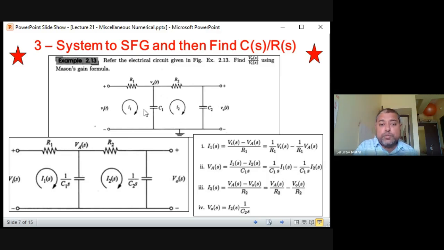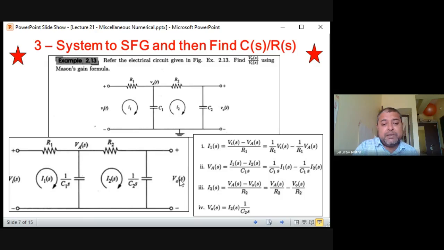So this is the way you are supposed to represent. If there are two loops like this, there will be four equations. With three loops, there might be 5 or 6 equations. Accordingly, we will see. What is I2S? I2S is nothing but VAS minus VOS divided by R2, where VOS is the voltage across C2S, which is also the output voltage. So it is written like this: I2S is equal to VAS minus VOS by R2.